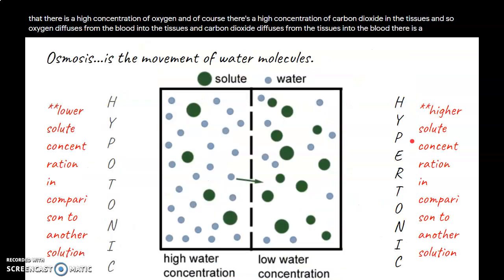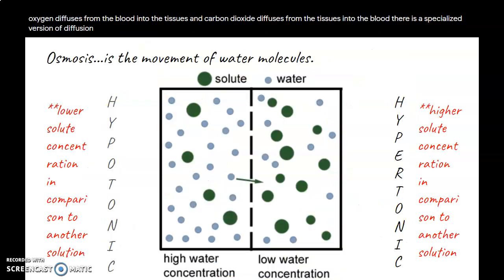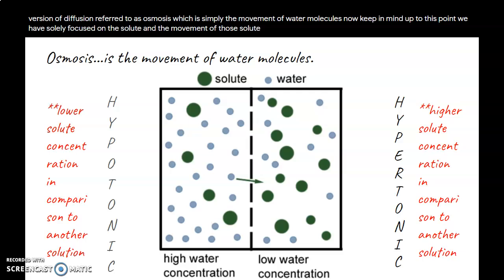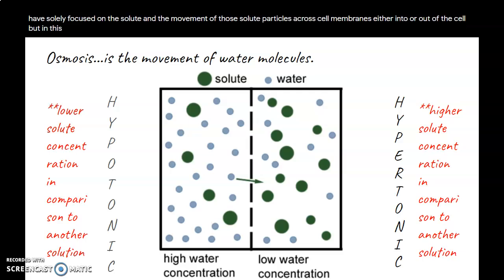There is a specialized version of diffusion referred to as osmosis, which is simply the movement of water molecules. Now keep in mind, up to this point we have solely focused on the solute and the movement of those solute particles across cell membranes either into or out of the cell. But in this case we're instead, in talking about water, going to deal with the solvent.